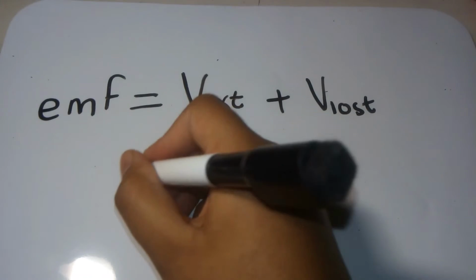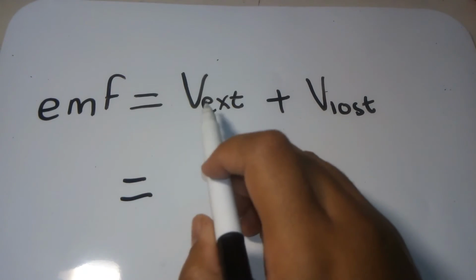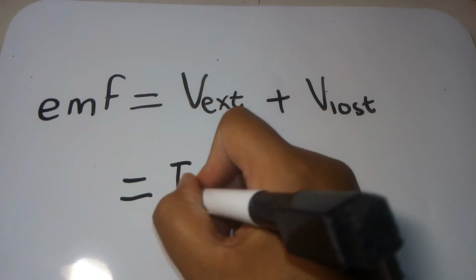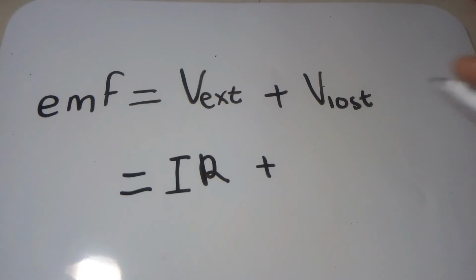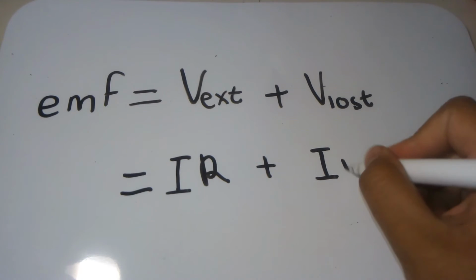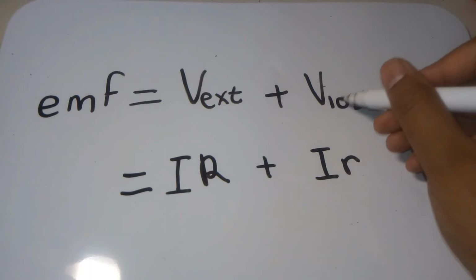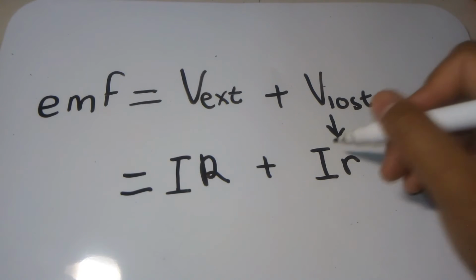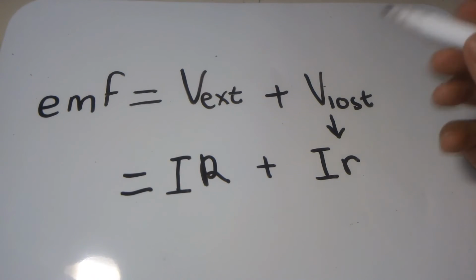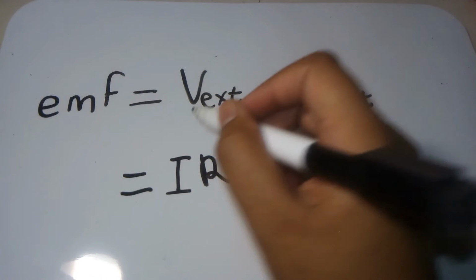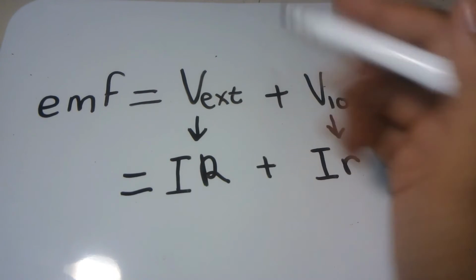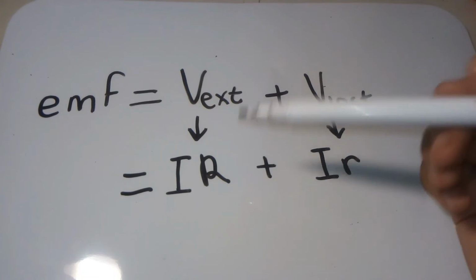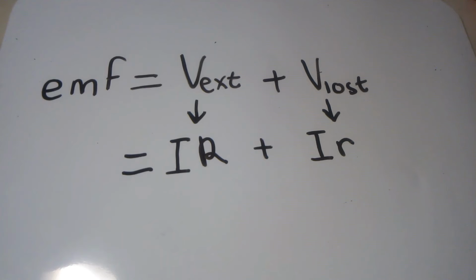And from Ohm's law, we know that to get the external potential difference, we're going to multiply the current by the external resistance, and then we're going to add to it the current multiplied by the internal resistance. So to calculate the lost volts, you multiply the total current, or the current that's in the series circuit, by the internal resistance, and to get the external potential difference, or the potential difference in the external circuit, you multiply the total current by the external resistance.